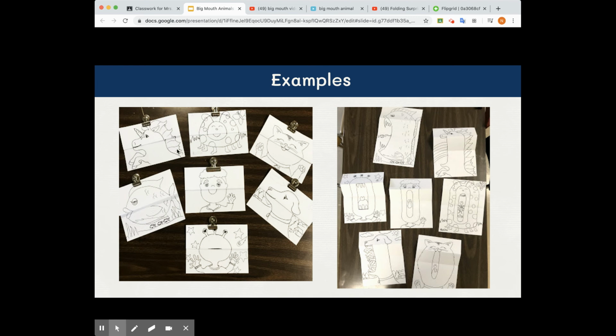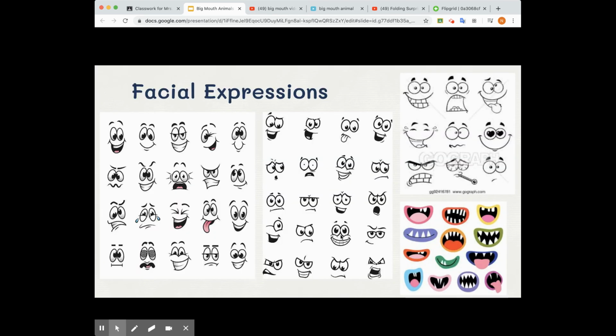Here are some examples. You see the unicorn and how it looks when you open it up, the ladybug, the cat, the fish, the person, the dog, and the alien. You can choose one of these to try, or you can make your own. Here are some facial expressions that you might want to try on your artwork.